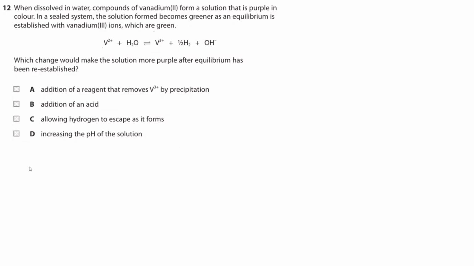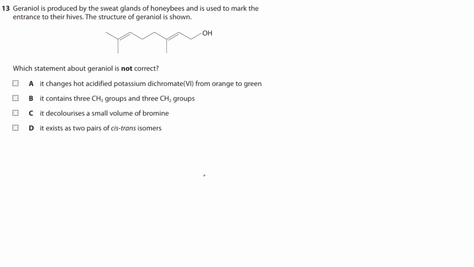Right. Question number 13. Geraniol is produced by the sweat glands of honeybees and is used to mark the entrance to their hives. The structure of geraniol is shown. New knowledge. So geraniol is made by honeybees. Okay, this is the molecule. Which statement about geraniol is not correct?